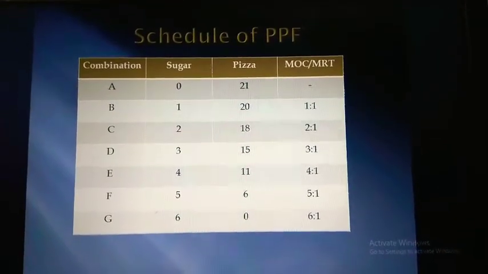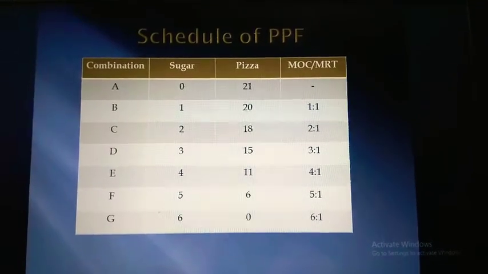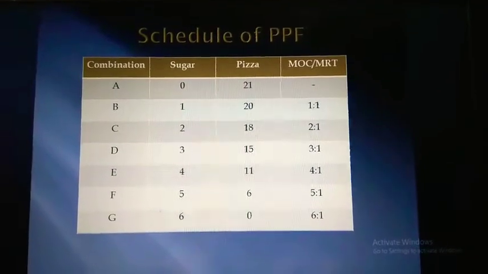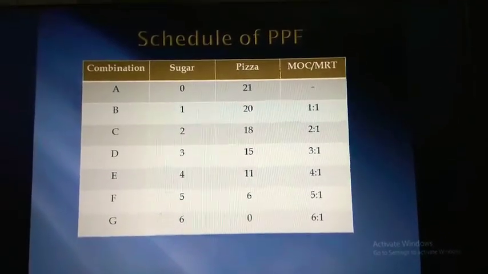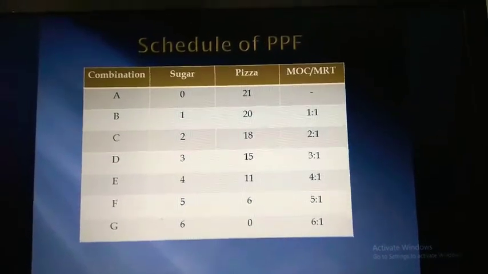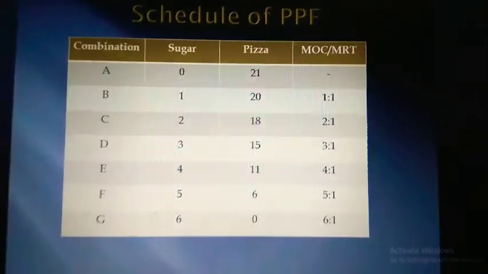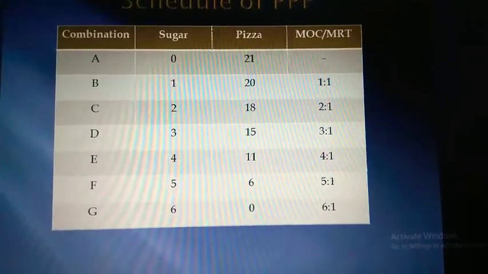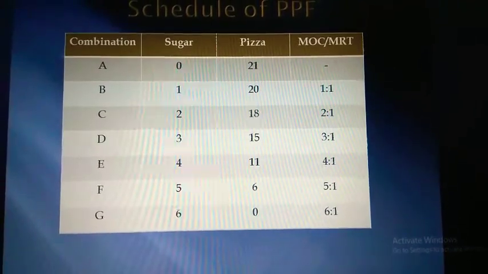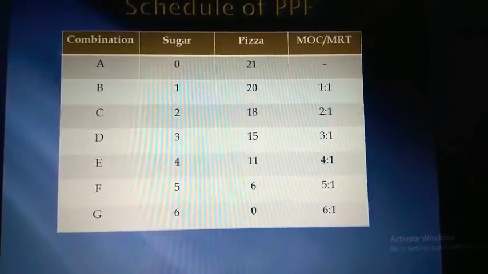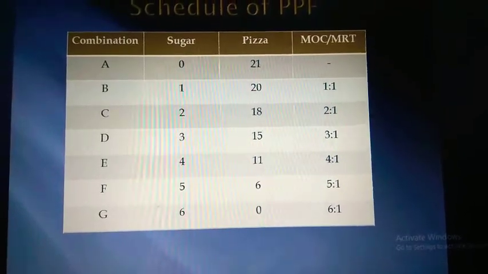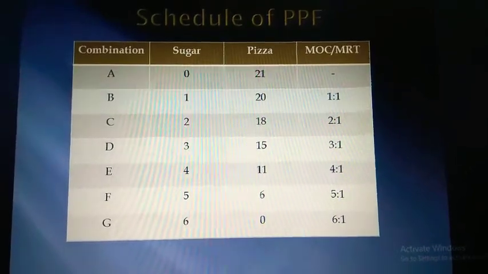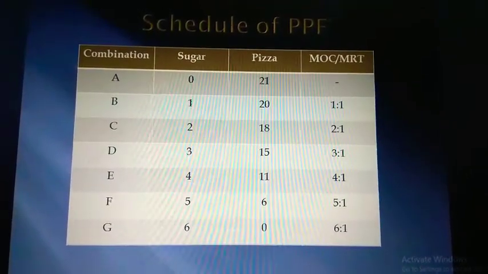At combination B, we see when you increase the production of sugar by 1 unit, you have to decrease the production of pizza because the resources are fixed. So the same resources now will be channelized to produce sugar. Similarly, again, when you increase the production of sugar by one more unit, that is from 1 to 2, further you have to reduce the production of pizza. Similarly, at combination D, E, F and G. And with the help of this schedule, we have calculated MOC or MRT, that is marginal opportunity cost or marginal rate of transformation.